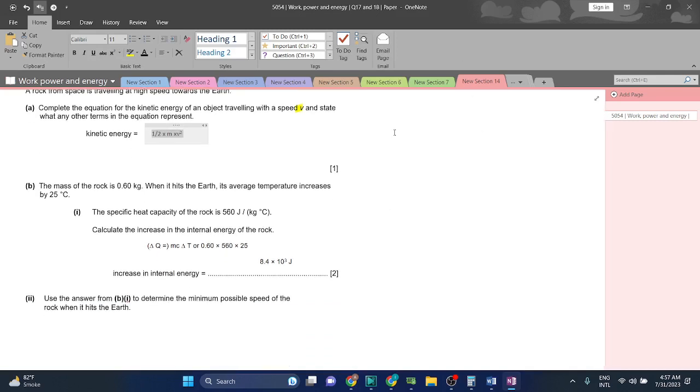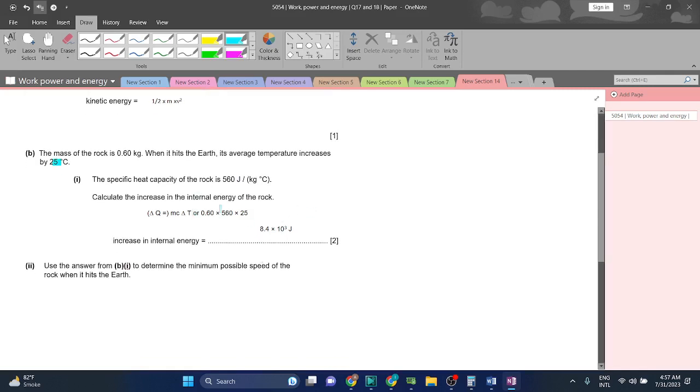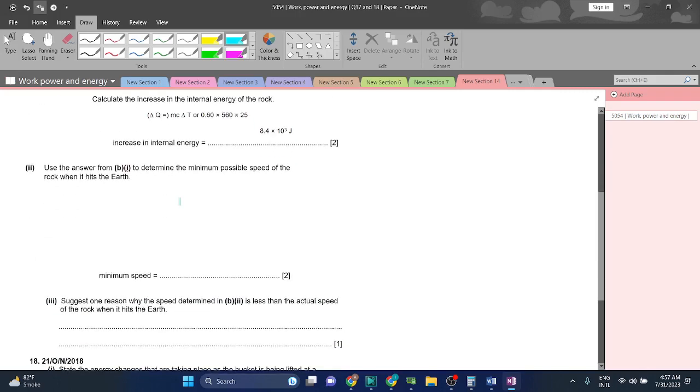Very simple question. The mass of the rock is 0.6 kilograms. When it hits the Earth, its average temperature increases by 25 degrees. The specific heat capacity of the rock is 560 joules per kilogram per degree Celsius. Calculate the increase in internal energy of the rock. We have applied the formula for internal energy, and after working it out I got the answer, which is 8.4 into 10 raised to the power of 3.